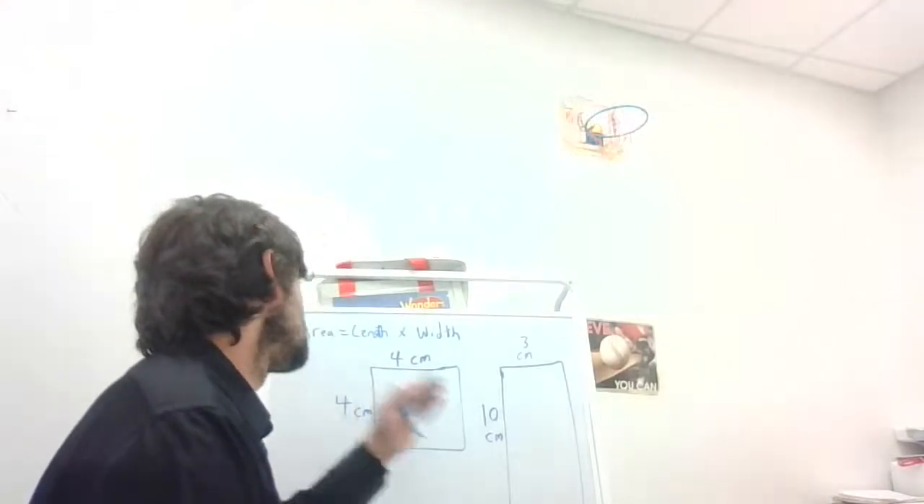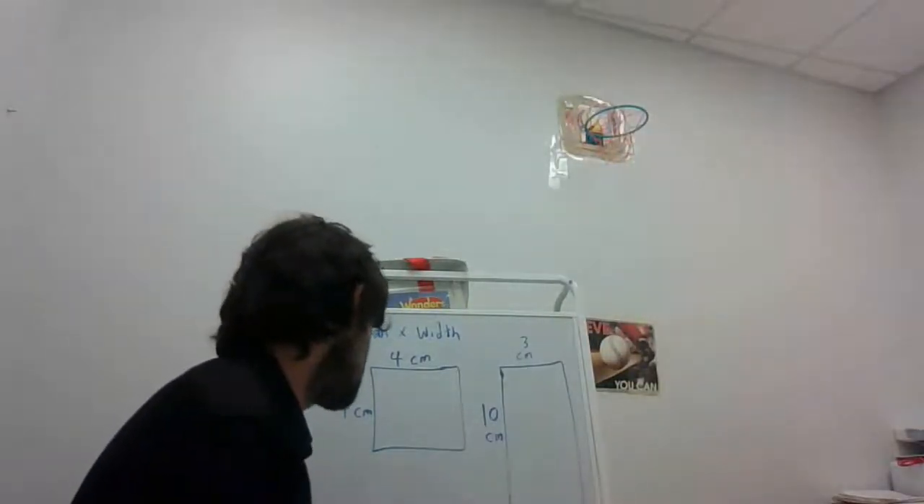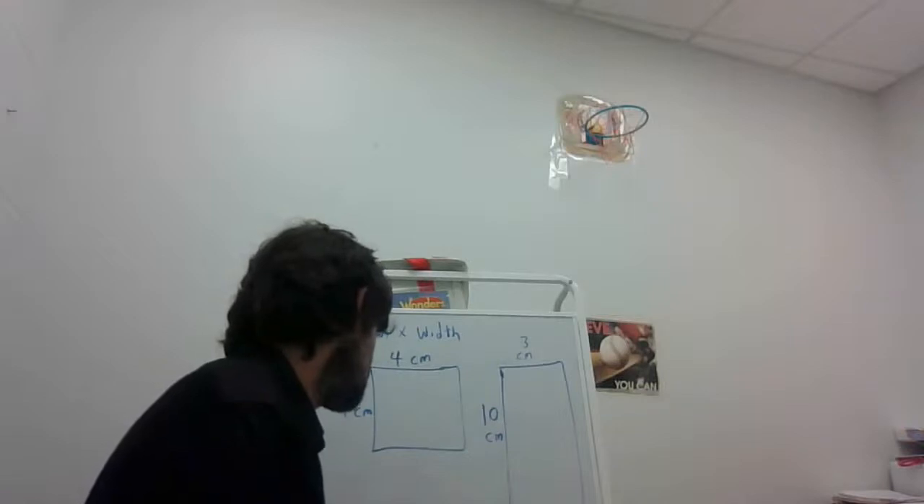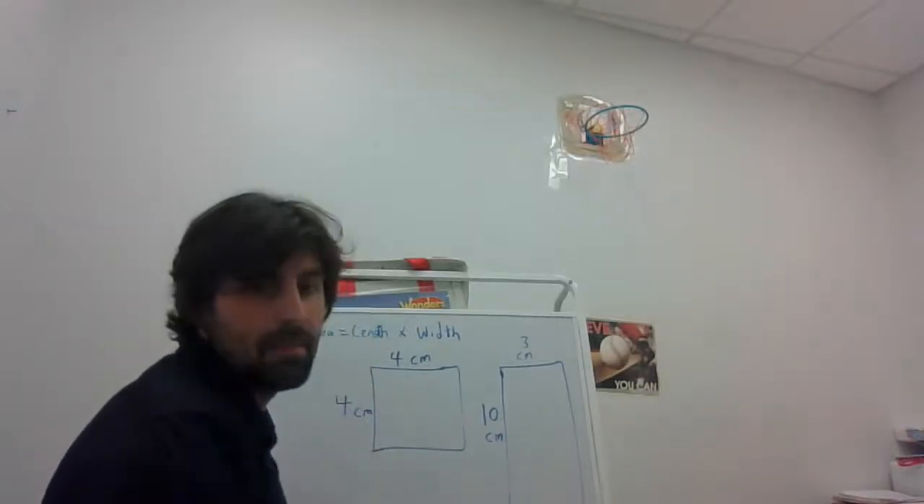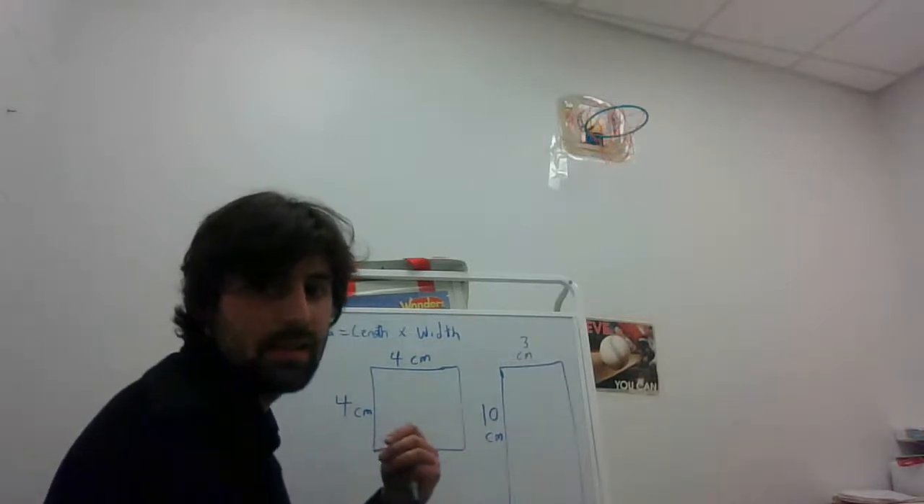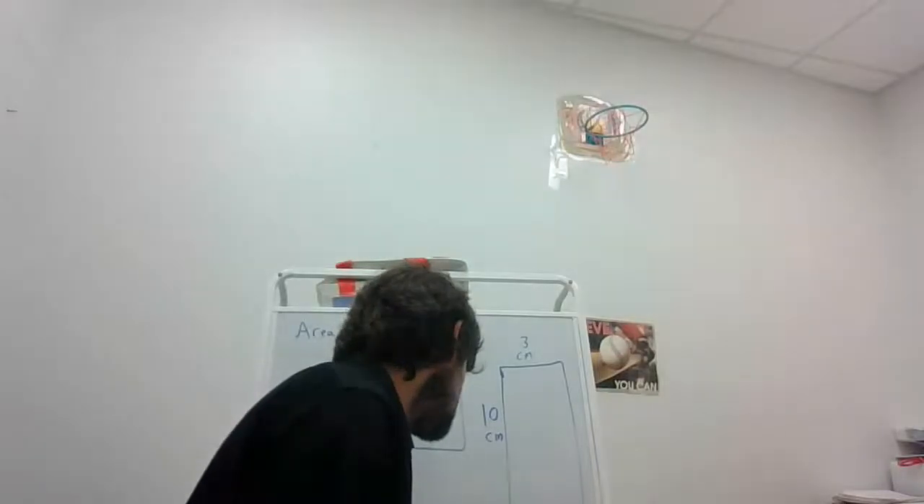All right. So to find the area of this shape, you have to multiply 10 times 3. So 10 times 3 equals 30. If I count by tens, 10, 20, 30. Yes, somebody said it in the chat, correct. 10 times 3 equals 30. So the area of the rectangle will be 30 centimeters.